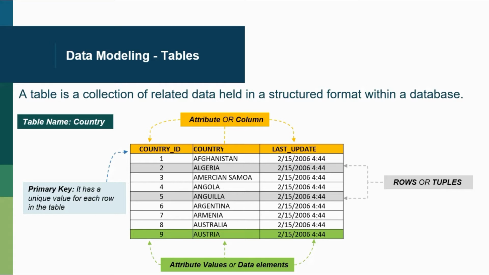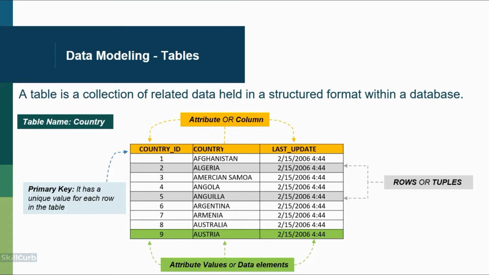Data elements are, if you look at the last row, country ID 9, so 9 Austria. Each of these individually are data elements. If someone says, how many columns do you see in this slide? I would say 3: country ID, country, and last update. Data is added as rows or tuples. If you look horizontally, country ID 2, Algeria, and the last update value, that row becomes one record in the database.